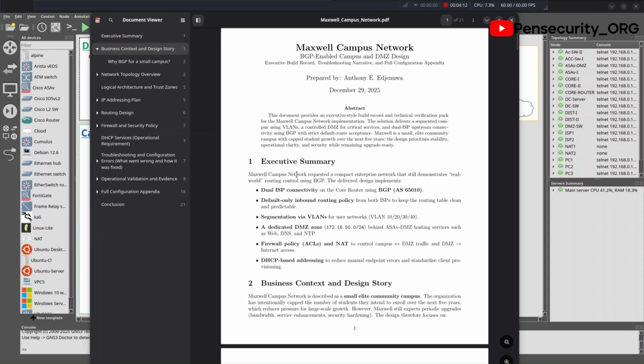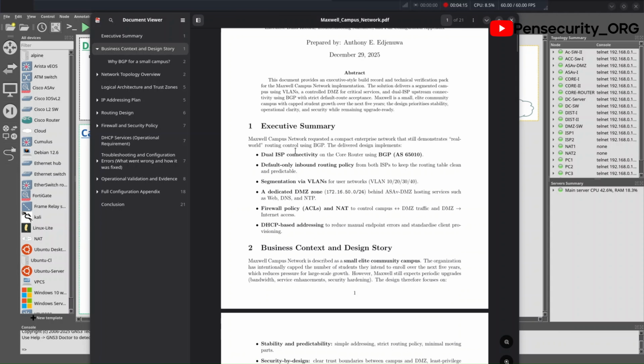So this is the executive summary. I won't talk too much about it. We have the dual ISP, with a default only inbound routing policy, which means we have one ISP that is active, the other ISP is passive. So when one ISP goes down, the other ISP takes over immediately. Both ISPs are not working at the same time; we only have one working at the moment. Then when the one goes off, the other one will take over immediately. So that is how the topology is designed. It's more like a layer of redundancy, and it will also save cost.